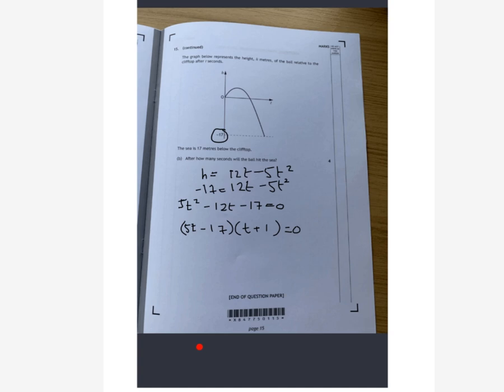So I've got 2 possible values of t. I have 5t minus 17 equals 0, and t plus 1 equals 0, which means t equals negative 1. Well, that can't be right, because that means I've gone back in time. And from the other one, I have t equals 17 over 5 seconds. So it's looking like the value of t, how many seconds until the ball hits the sea, is t equals 17 over 5 seconds. I'm just going to leave it as a fraction.